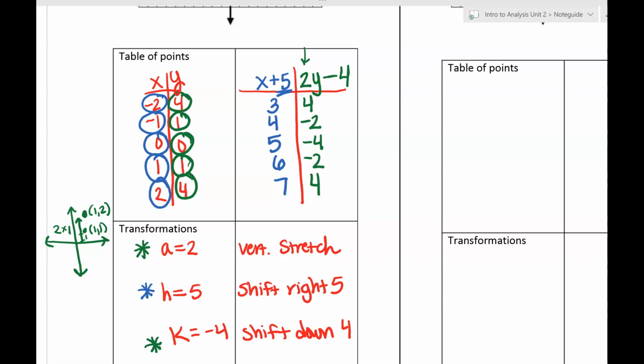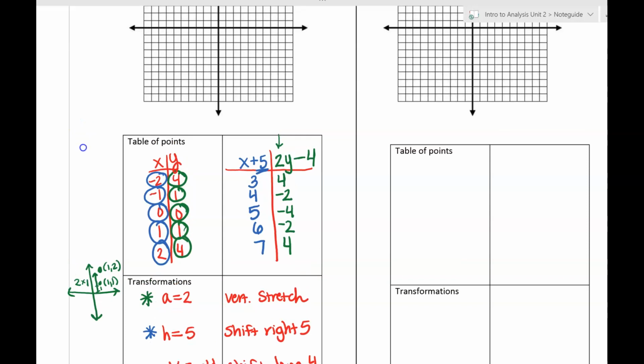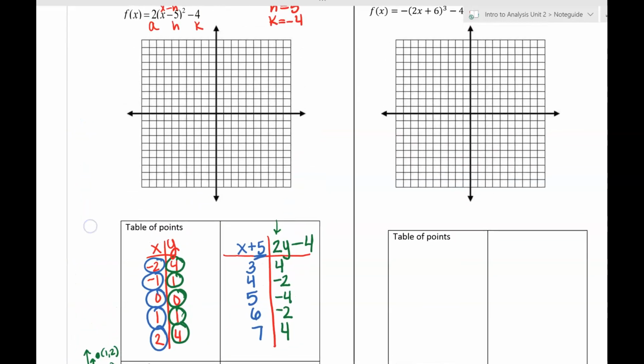These are the new points that I should get on my graph. So I'm going to go ahead and plot these. So I should plot the point 3, 4, 4, -2, 5, -4, 6, -2, and 7, 4. And this should give me my parabola.